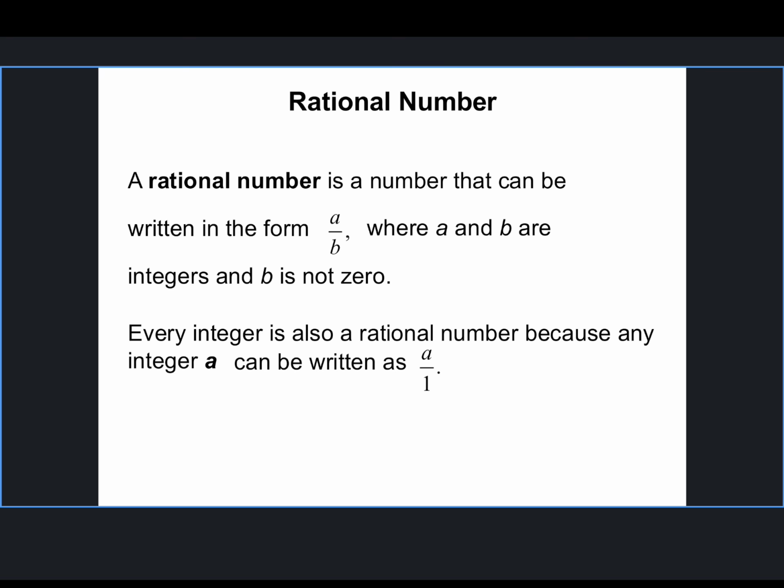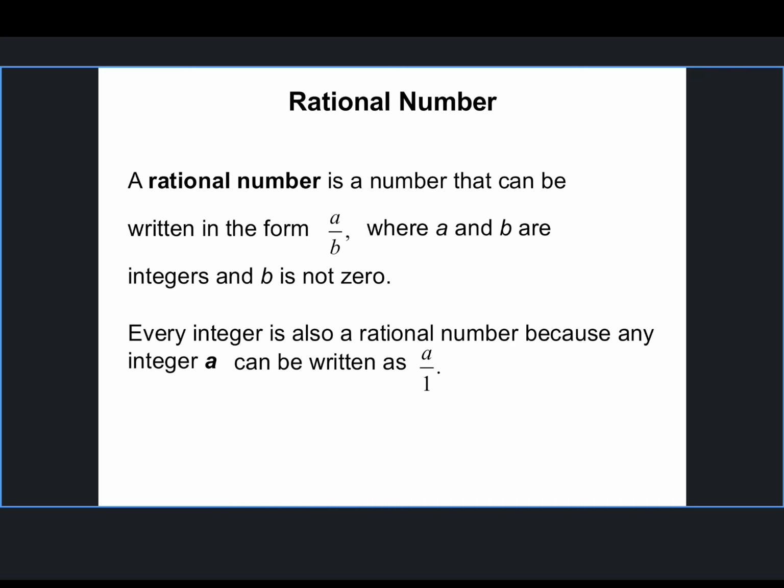Let's talk about rational numbers first. A rational number is a number that can be written as a fraction, a over b, where a and b are both integers and b is not 0. Now, why can b not be 0? Because anything divided by itself is always 1. Almost. Because anything divided by 0 is undefined. We don't have a way of dividing something into 0 parts. Right? How would that work?